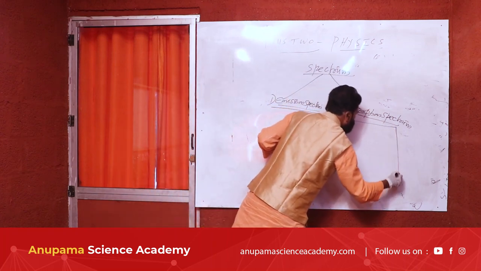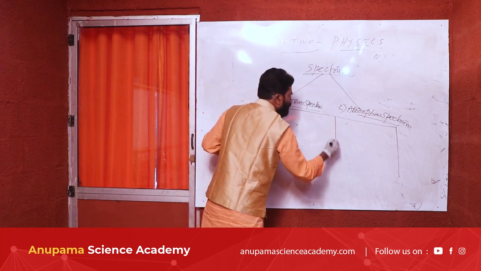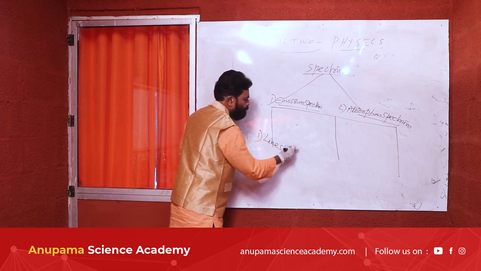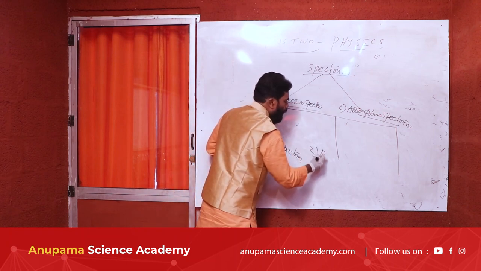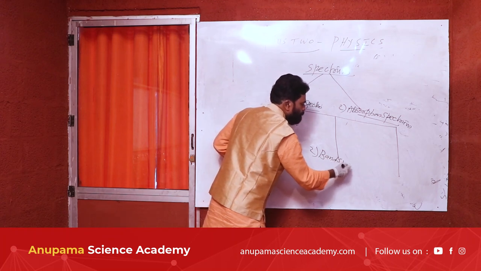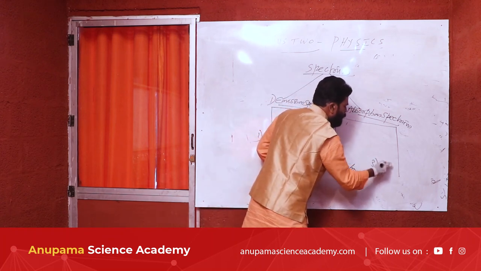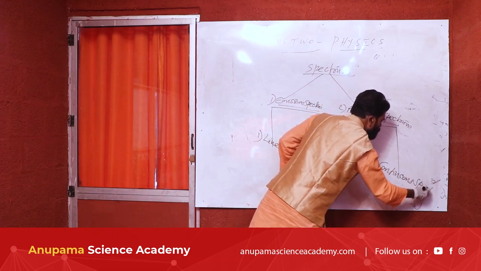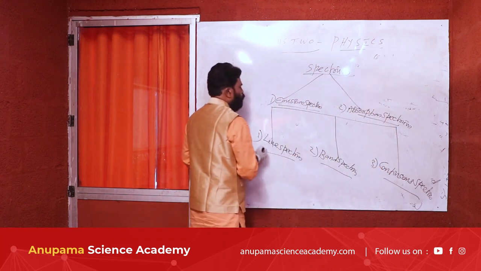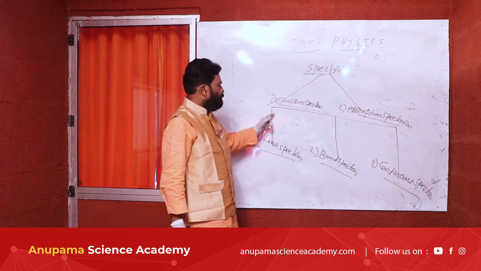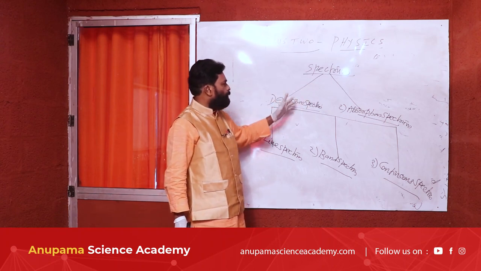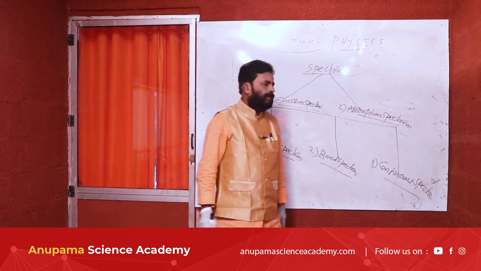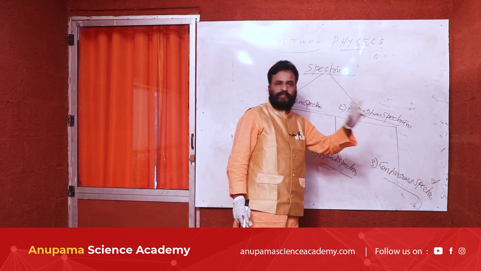Both emission spectrum and absorption spectrum are of three different types. The first one is line spectrum. Second one is band spectrum. And the third one is continuous spectrum. These are the three different types of spectra, both emission or absorption. So spectra are firstly classified into emission spectra and absorption spectra. Emission spectra are of three different types. Absorption spectra are also of three different types.